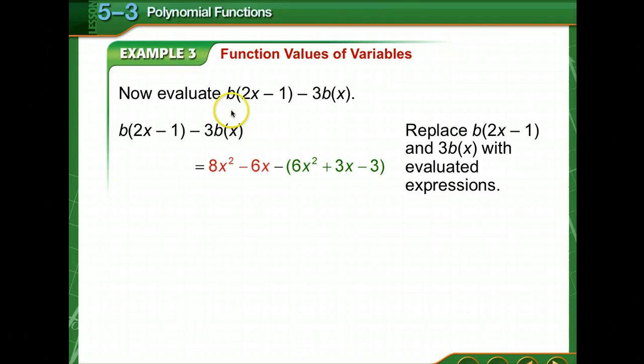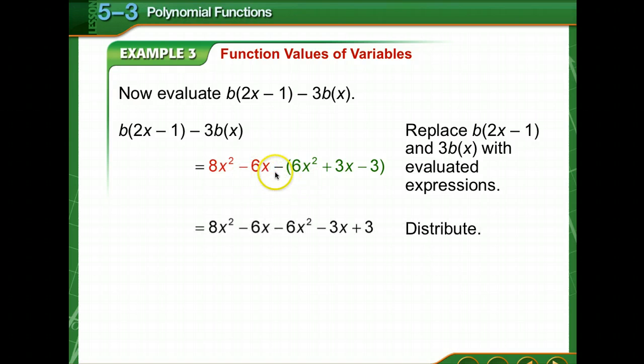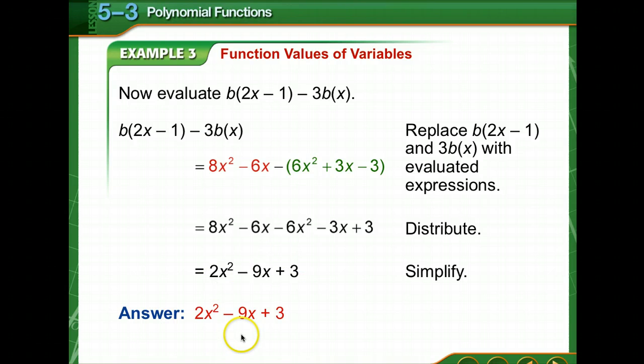We've evaluated the original function for 2x minus 1, and we have evaluated the function for 3b of x. So we're going to take our answer that we got for our first evaluation, and we're going to subtract from it, notice we're subtracting, what we got when we evaluated the second part. We're going to distribute that negative 1 across the parentheses behind it, combine any like terms, and so here's our answer. We end up with 2x squared minus 9x plus 3. So that's where it's very important that you follow along and understand which answer is going with which one, because you have to go back and plug them in again.